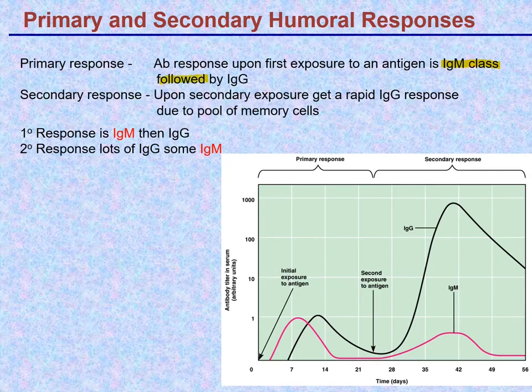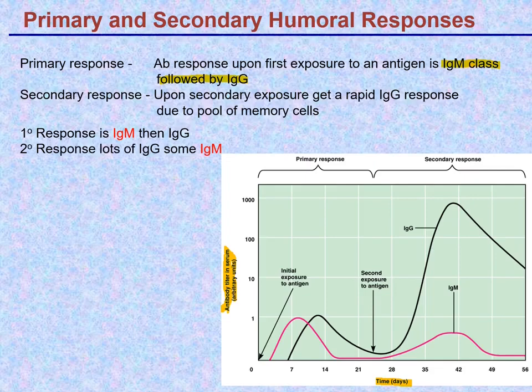And then later, it switches over to IgG production. So the initial exposure, this is time along the horizontal axis, and this is antibody titer. This means just exactly how much antibody is present in the plasma. They would be in the serum. They would be testing the serum.